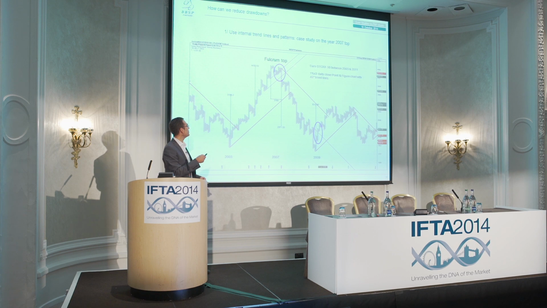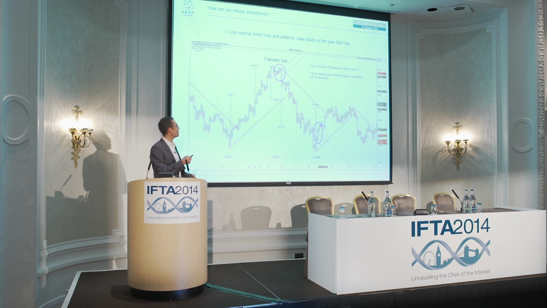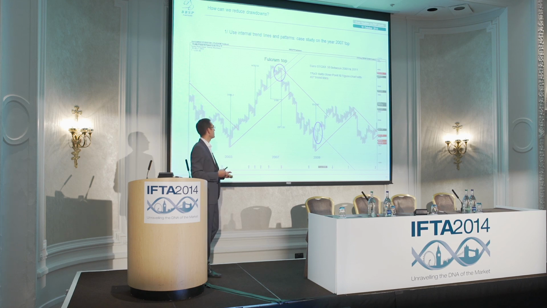So if I show you the tops of 2007 and 2009, you have a similar trend reversal. Another fulcrum top here on the Euro Stoxx 50. Downside target here, another one here. A break below the first internal support line with a double top breakdown. So this was the first warning that the trend was potentially about to reverse.